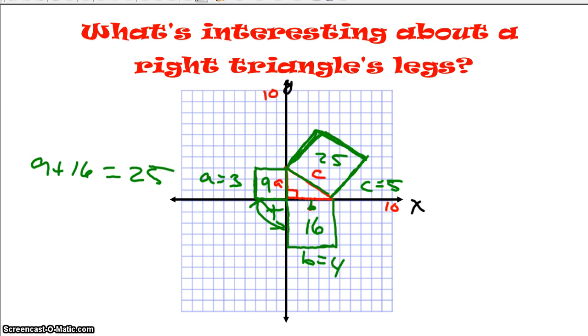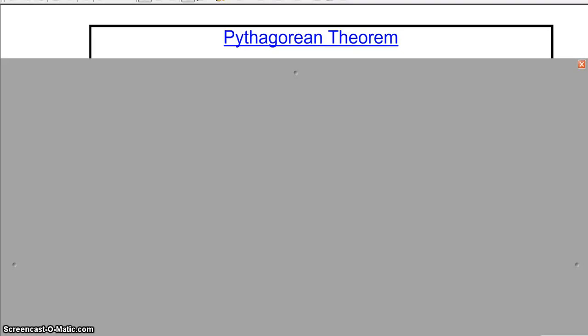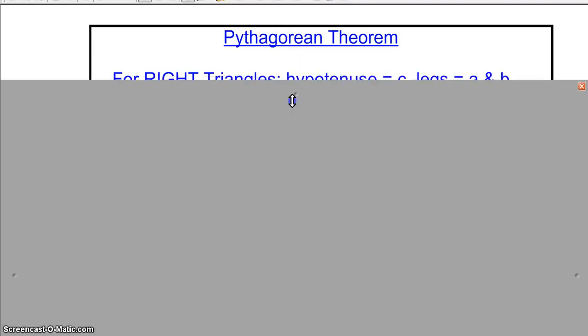And this is true of all right triangles. If you take the small legs, A and B, and you add their squares, you will always get the square of the hypotenuse. And that is the Pythagorean theorem. It's because of what you see in this image here. Square the legs and you will get the square of the hypotenuse. So let's jot that down in a rule box.